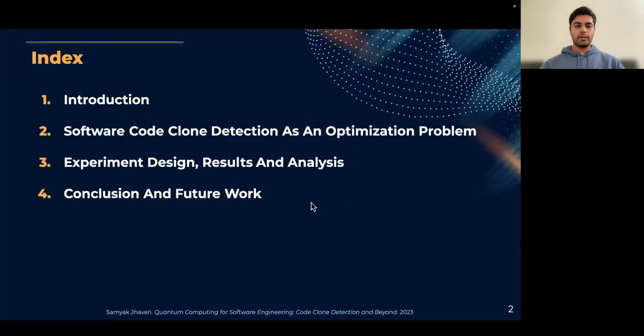So I'd like to go over the parts of the presentation, starting with the introduction and a little bit of information about what the code clone detection problem is, and then moving on towards how I formulated the software code clone detection problem as an optimization problem, and then talking about the experiment design and the results and analysis that we did using quantum annealers, and the future work and future directions that this can take.